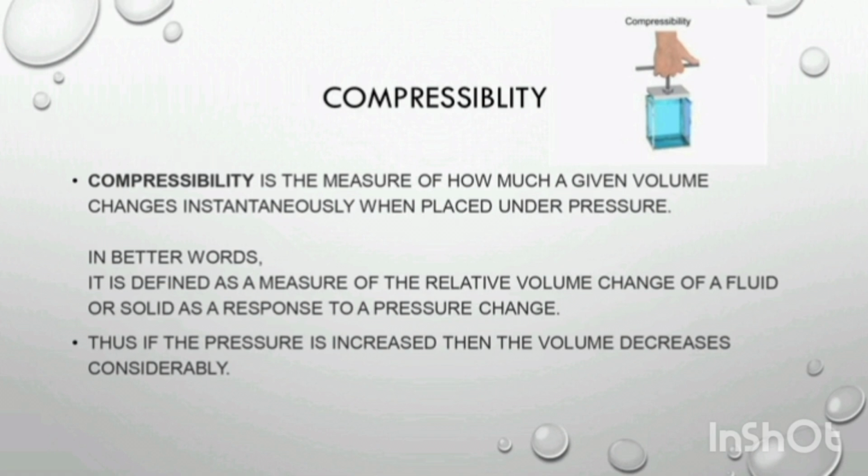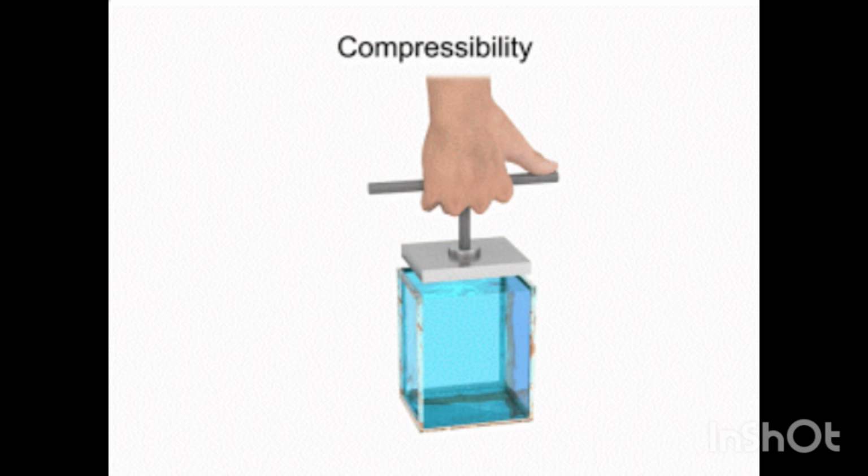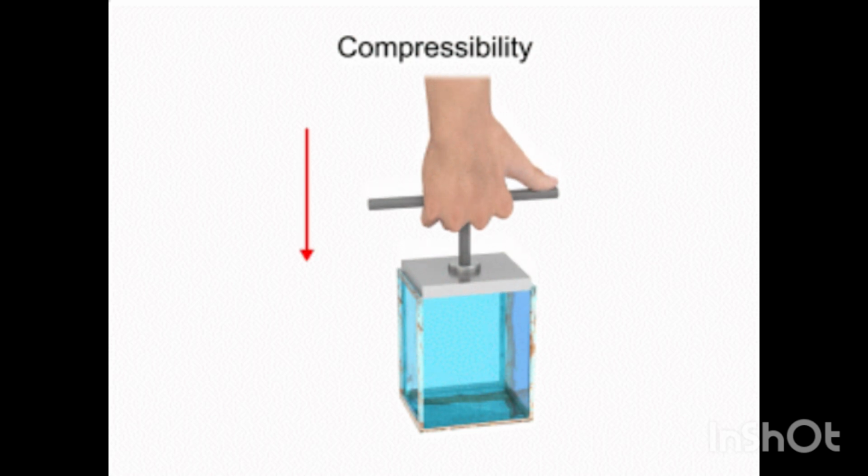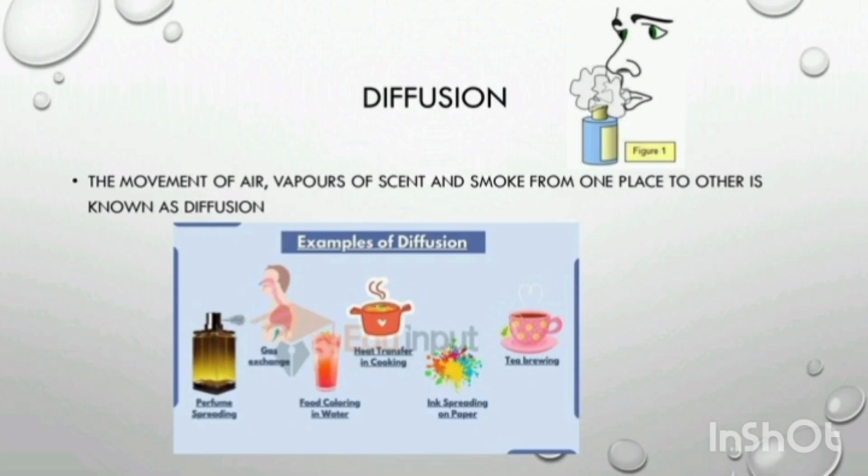Compressibility is the measure of how much a given volume changes instantaneously when placed under pressure. In better words, it is defined as a measure of the relative volume change of a fluid or solid as a response to a pressure change. Thus, if the pressure is increased, then the volume decreases considerably. See in the picture, when you apply a force on a closed container, the gas particles will be compressed. Okay, so the volume will be decreased.